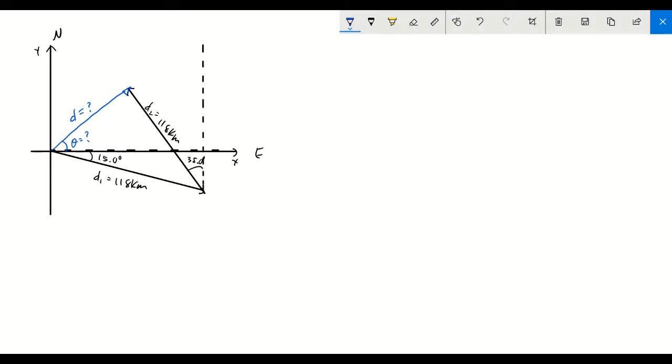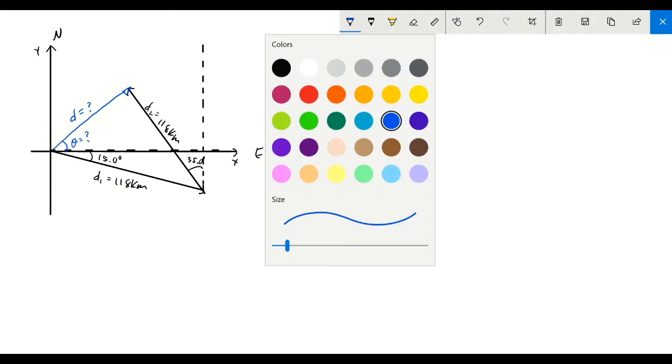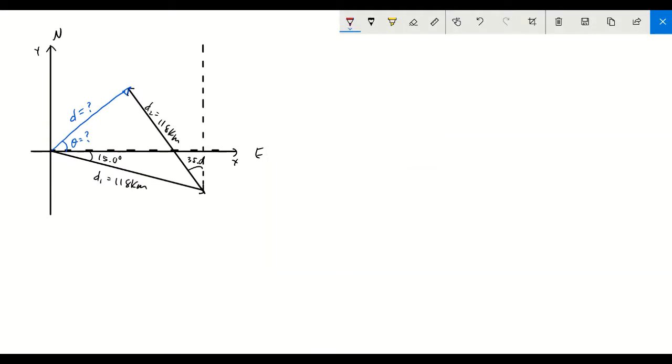Now you can see it's pretty clear that we don't have two vectors that are perpendicular. D1 and D2 are not. So how do we find that? Well, we need to find the components of D1 and for D2. Because once we have those components, then we can find the components of our resultant vector. So this arrow here that I'm drawing, the red one, that would be our x component. And then this arrow here that I'm drawing, this will be our y component.